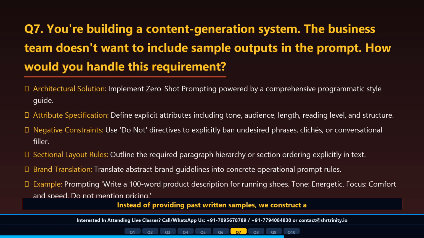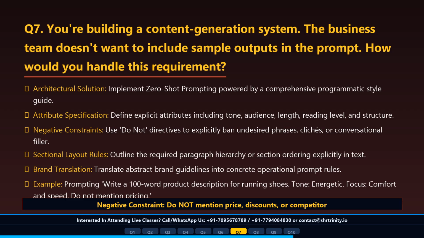Instead of providing past written samples, we construct a zero-shot prompt that outlines exact parameters. Write a 100-word product description for a high-performance running shoe. Adopt an energetic, motivating tone targeted at marathon runners. Structure the output into 2 short paragraphs, the first highlighting ergonomic comfort, and the second highlighting speed and durability.